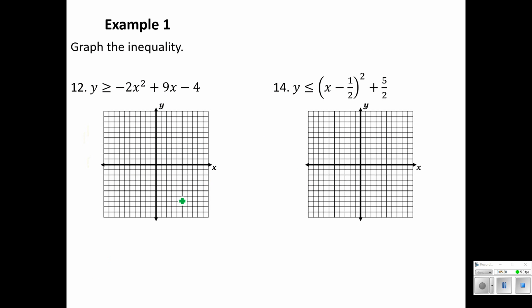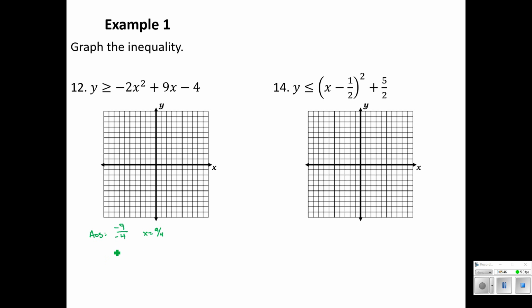Okay. All right, so example 1, graph the inequality. Y is greater than or equal to negative 2x squared plus 9x minus 4. Well, let's just go about this as if we were graphing a regular old parabola. So axis of symmetry, we would go through that. That's negative b over 2 times a. So x equals 9/4.